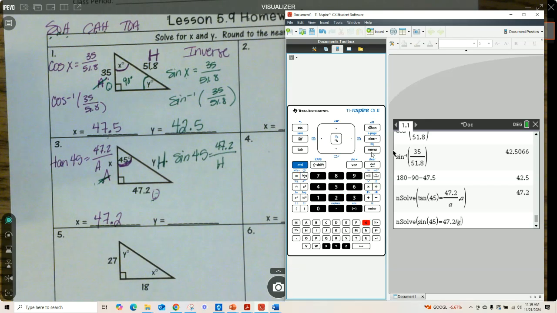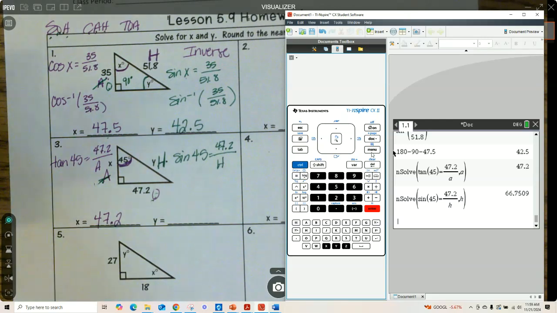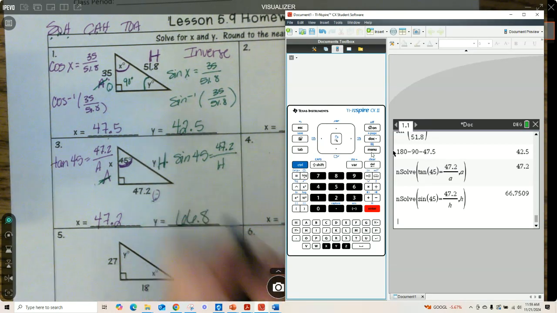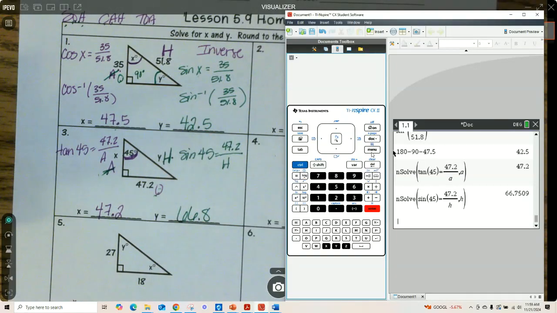47.2 divided by H, comma H. And that one would round to 66.8. There is a hack for the sides, but I don't know that it's necessarily easier.